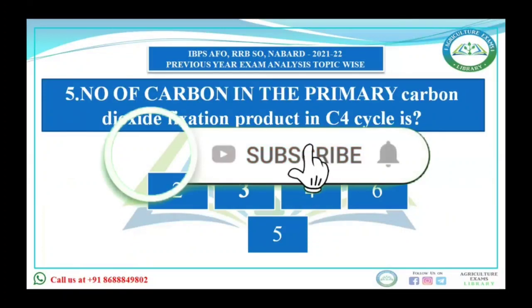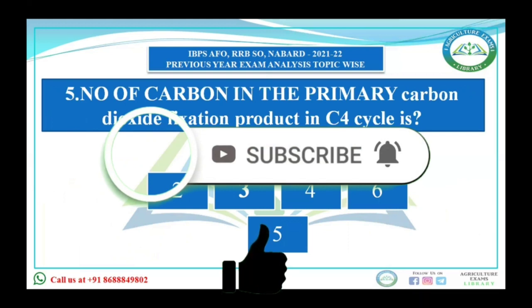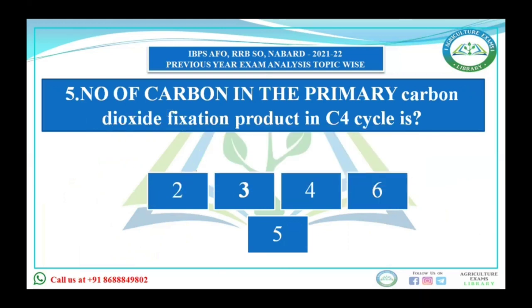Next, the number of carbons in the primary carbon dioxide fixation product in the C4 cycle. In the C4 cycle, there is the Hatch and Slack pathway. The primary CO2 acceptor is a 3 carbon molecule, phosphoenol pyruvate. The first CO2 acceptor in C4 plants is PEP, and the first stable product is OAA, which is a 4 carbon compound.